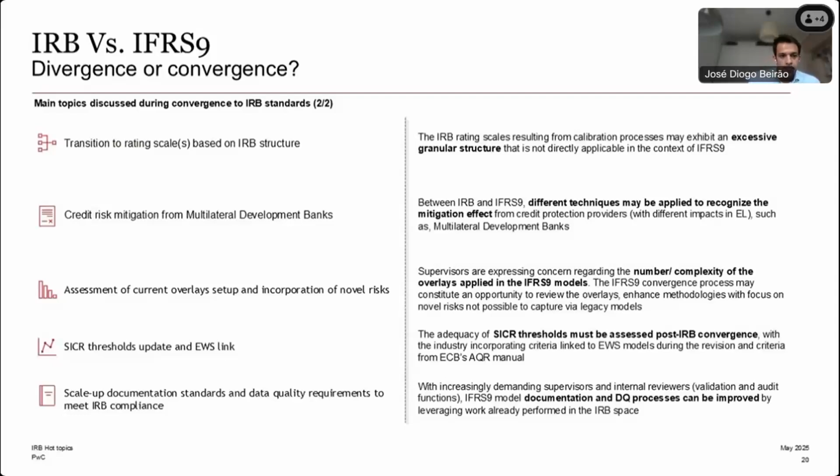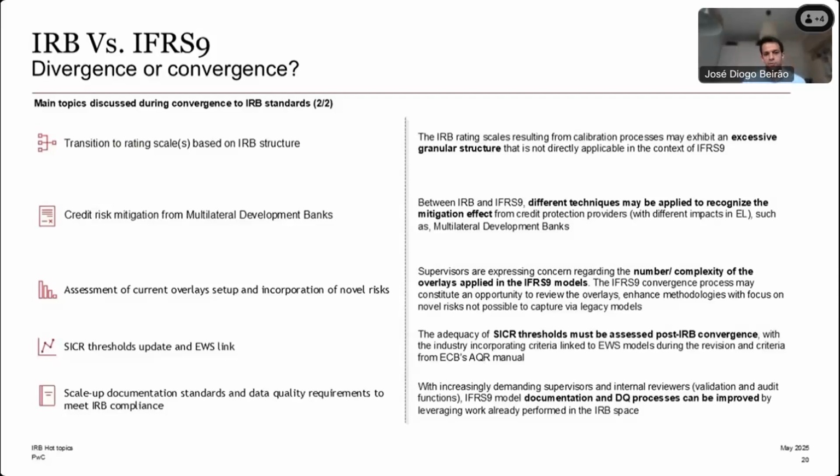migrations. In what concerns the SICR thresholds, the most relevant topic here is that we have been seeing a lot of work being done by the industry on their EWS models, so early warning signal models, and these are a powerful tool to be embedded inside the SICR criteria as a way to feed the identification of stage 2 exposure.